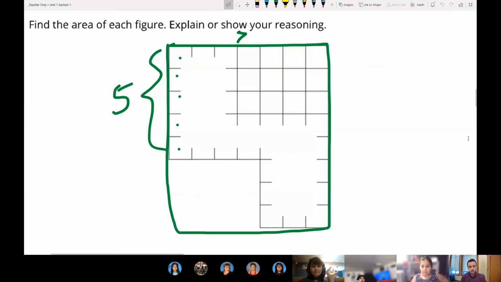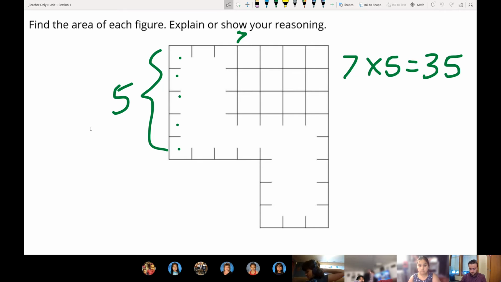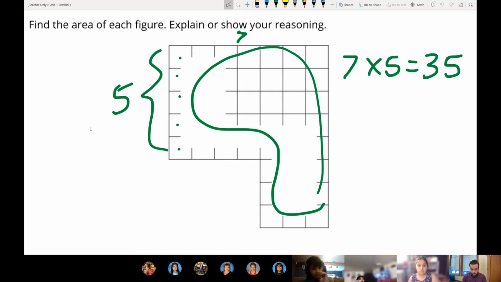Let me let in Tania real fast. So there are 5 on that side, 7 across. Now, if we were to multiply those two together, what would that give us the area for? The 7 and the 5? 35. Is that the entire bedroom? Yes. So that's all of that, including this little piece down there.